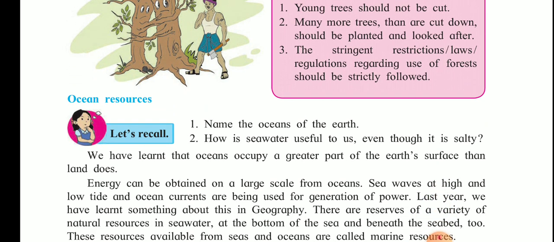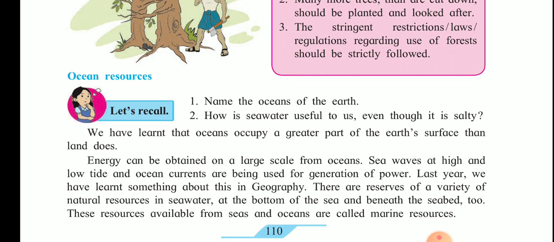Now, the next natural resource is ocean resources. Name the oceans of the earth. The oceans on the earth are the Pacific Ocean, Arctic Ocean, Antarctic Ocean, Indian Ocean, etc. How is seawater useful to us even though it is salty? From seawater we get common salt. Then we also get other minerals. So, though it is salty, it is of great use to us.